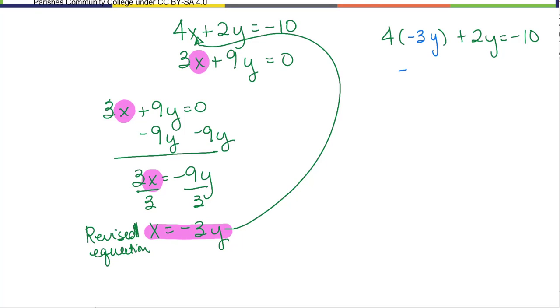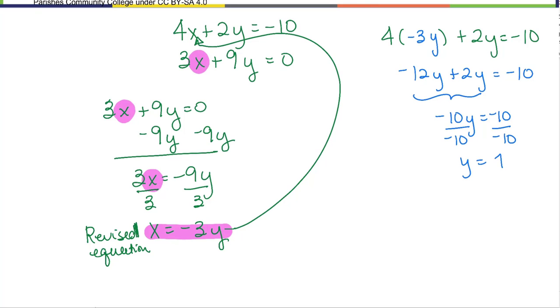So we end up with negative 12y plus 2y equals negative 10. We add like terms, and we get negative 10y equals negative 10. I'm sorry, negative 10, and then divide both sides by negative 10, and we get y equals 1.